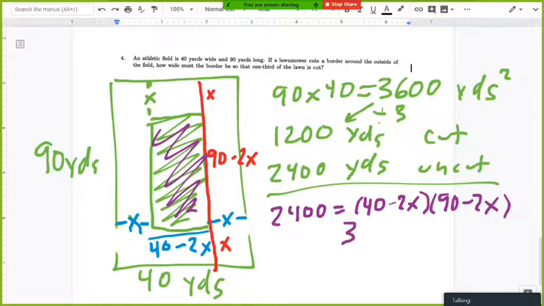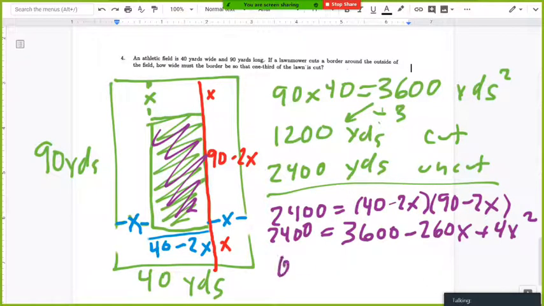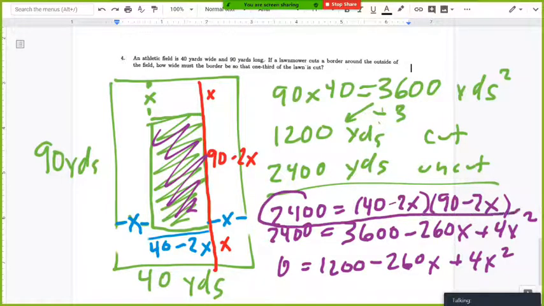Like you could also get 3,600 is equal to, so you FOIL it out. So you get 3,600 equals 2,400, and then get 0 on one side. So you could solve this quadratic using the quadratic formula. You could try to factor it. But anytime you have a word problem, you're going to have a calculator. So let me show you how you could solve this with the calculator.